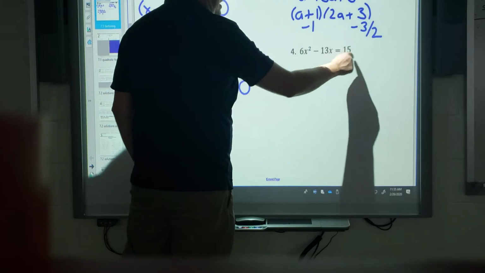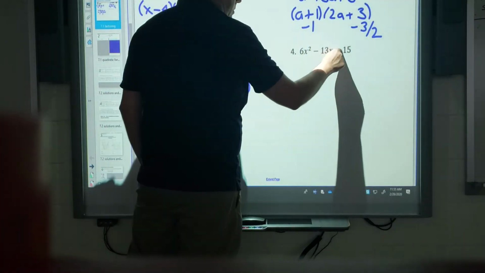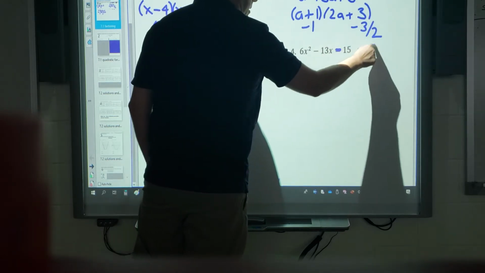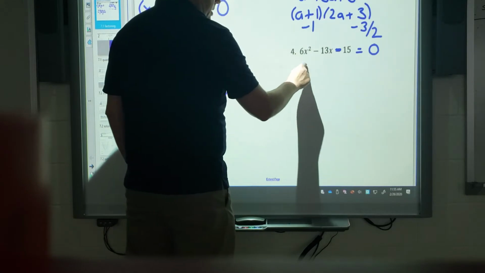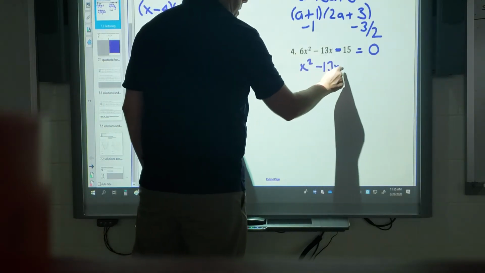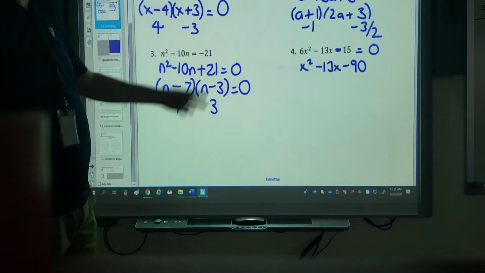Now if we try question 4, we'll notice this doesn't equal 0. So if I subtract 15 from both sides, obviously 15 take away 15 is 0, and I would get negative 15 equals 0. Then I'm going to multiply the 6 across, so x squared minus 13x minus 90. And then I'm going to find numbers that divide into 90.